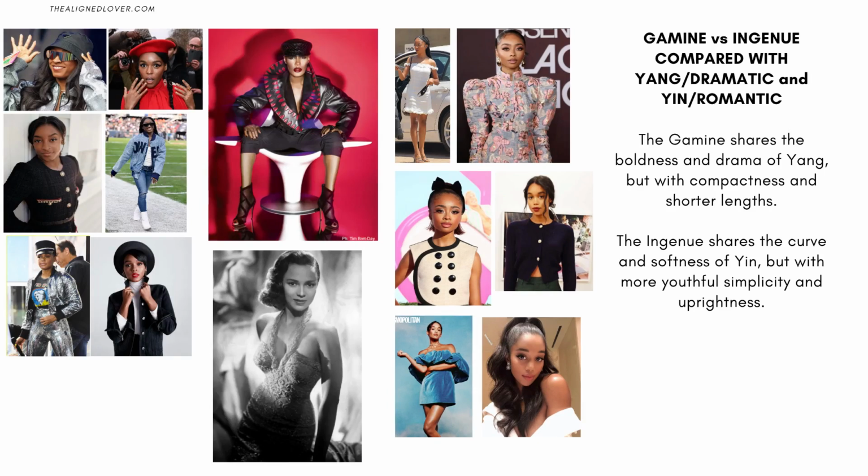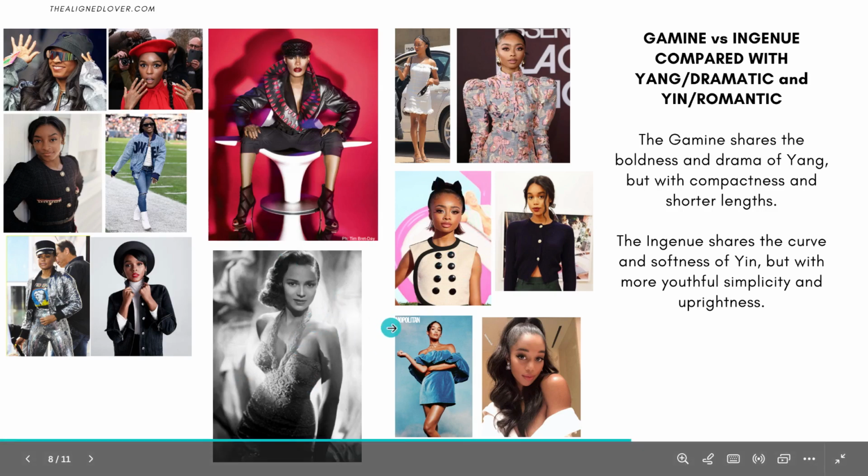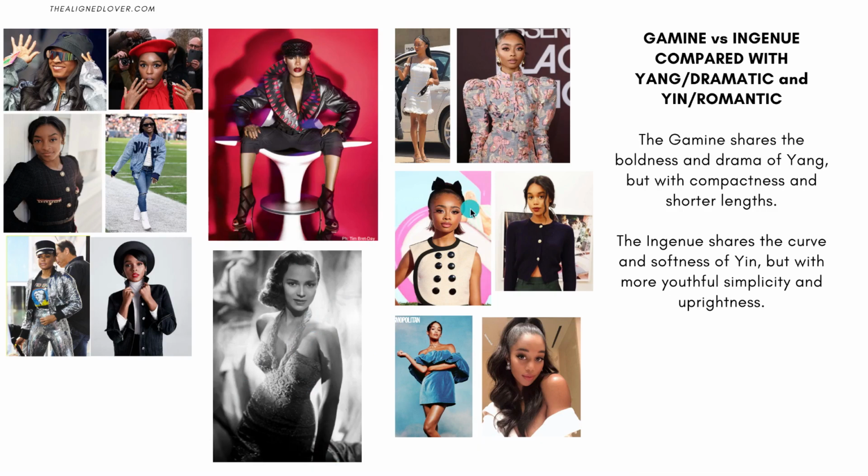Now, if we want to compare these youthful types to their more mature types, the Gamine shares the boldness and theatricality of the Dramatic, but it's more compact, more animated, more segmented. And the Ingenue shares the curve and softness of the Romantic yin, but again, it's more compact, simpler, more upright, more segmented as well.